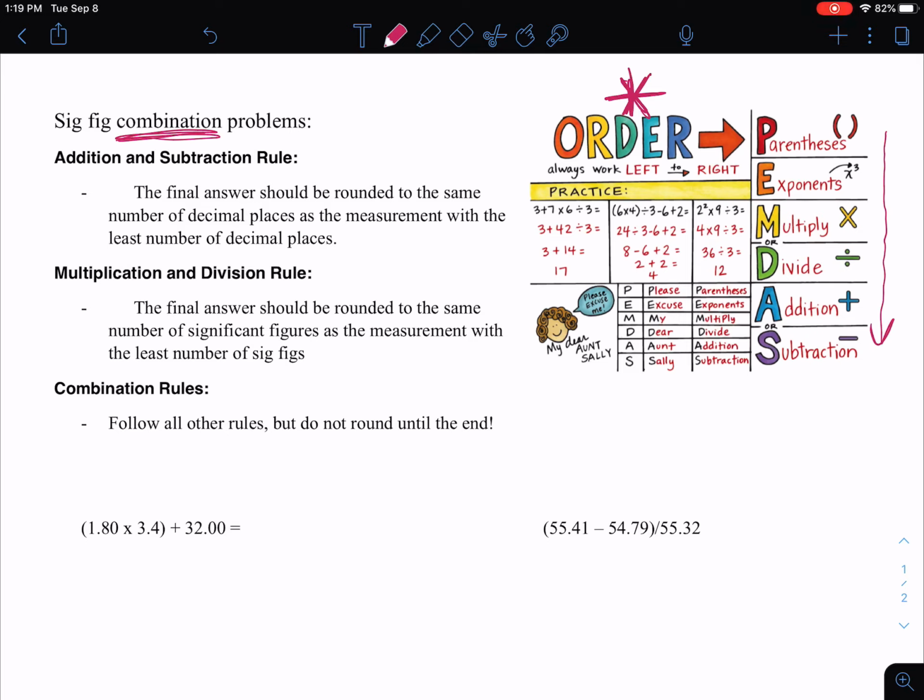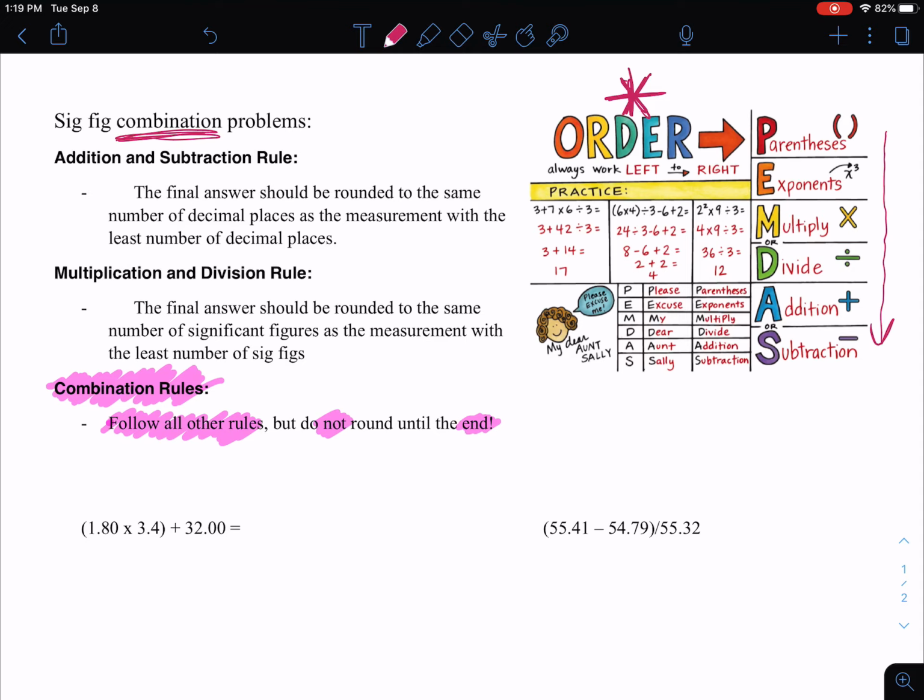Now, when you're looking into combinations, the rules for each individual thing don't change. The addition and subtraction rule is still the same. The multiplication and division rule is still the same. The only thing that changes now is that for your combination problems, you follow all the other rules, so you follow both the rule for multiplication and division, but you do not round until the end of the problem. And you'll see what I mean there in this video.